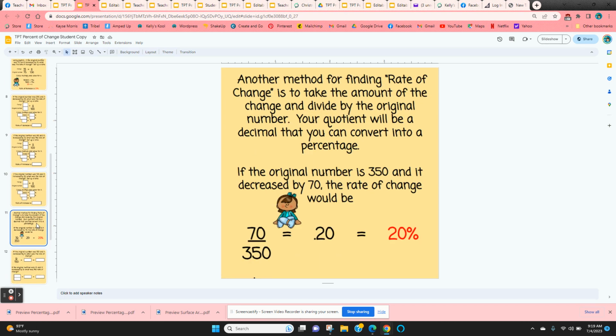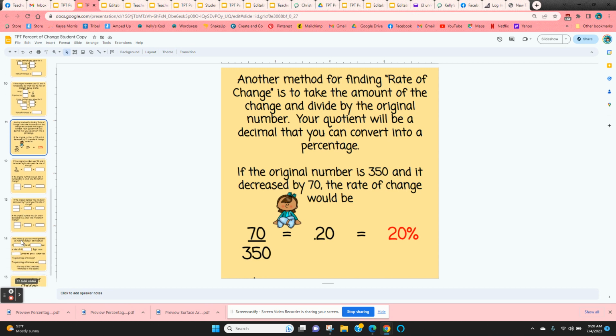And then the third method for finding the percent of change would be just a division problem. You're just taking the change and dividing by the original number. So on a calculator, if you took 70 divided by 350, you would get a decimal answer of 20 hundredths, which would be equal to 20%. So the rate of change would be 20%. And they're going to do a couple of problems like that.